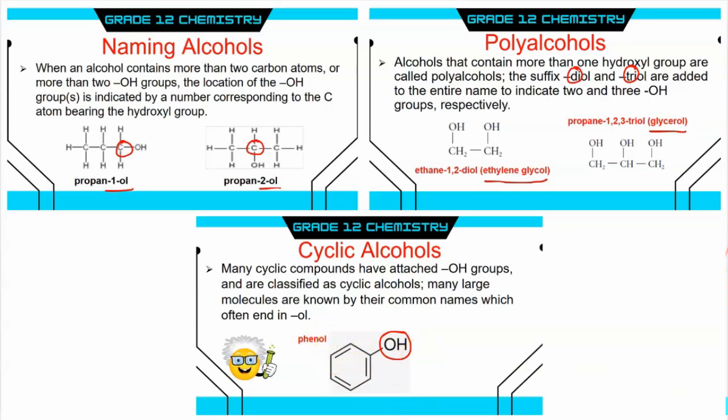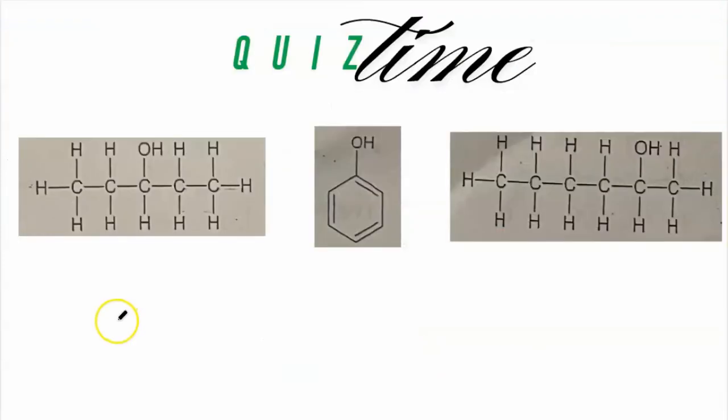All right, we ready to try some examples? Pause the video, give these a try, and when you're ready, come on back. Okay, so here we have 1, 2, 3, 4, 5, a 5-carbon chain. So that's pentane, but we have a hydroxyl group on the 3rd carbon. So this is going to be pentan-3-ol. Pentan-3-ol. This one, like I showed you before, this is our phenol.